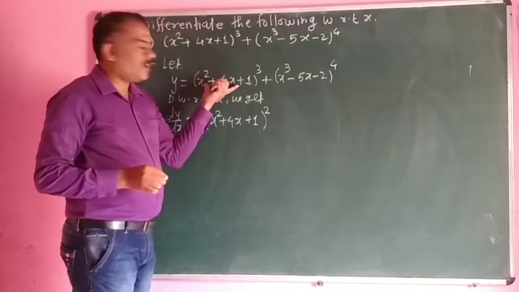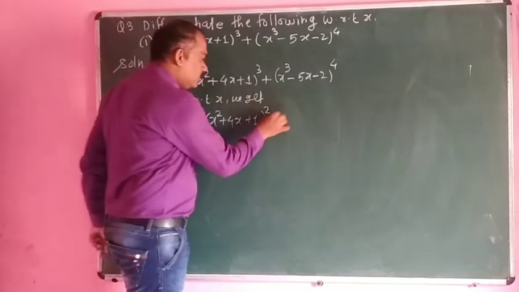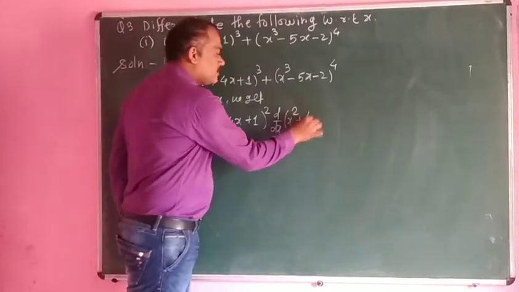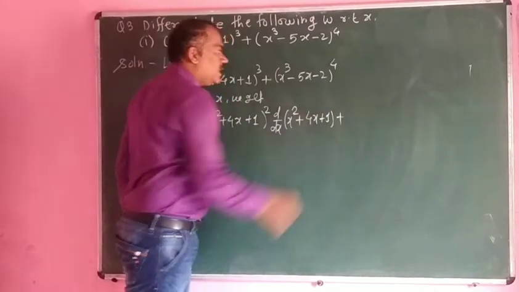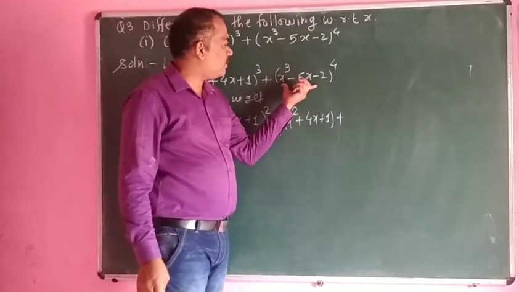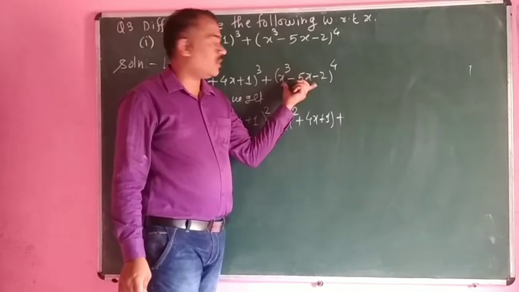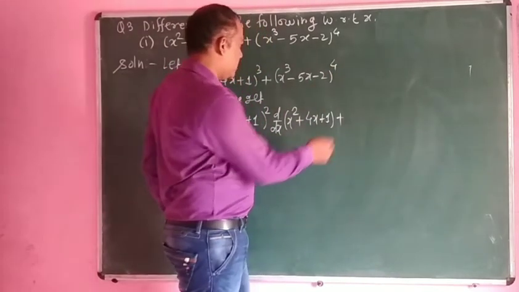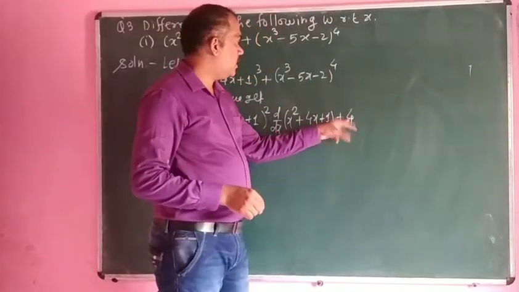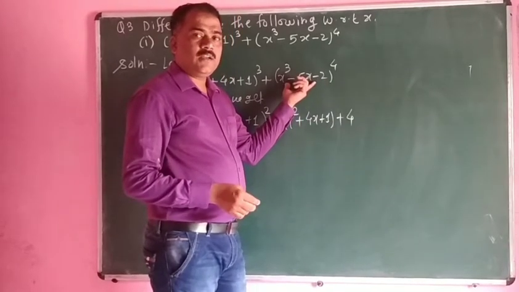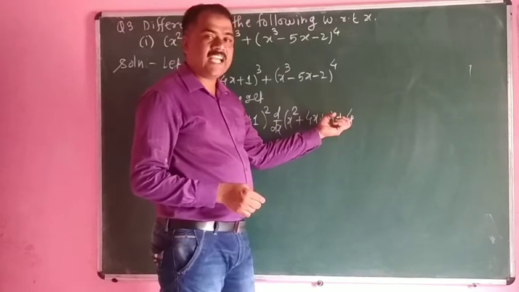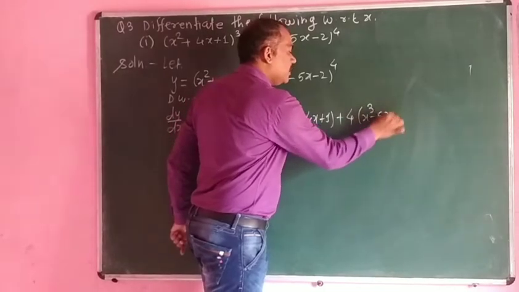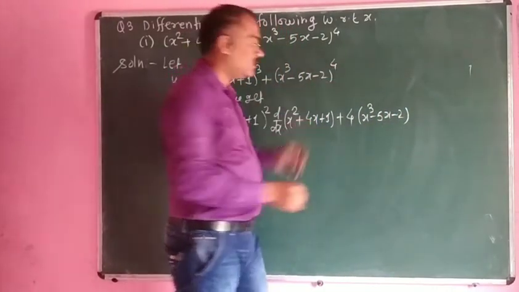After that, we have to take the derivative of x square plus 4x plus 1 into d/dx of x square plus 4x plus 1, plus now we have to take the derivative of this bracket, x cube minus 5x minus 2 raised to 4. Here we keep the power as it is, that is 4, into 4. By using the derivative of the power function, we take the power as it is, and from this power we subtract 1, that is x cube minus 5x minus 2 bracket raised to 4 minus 1, 3.